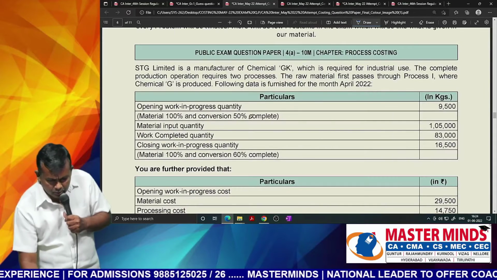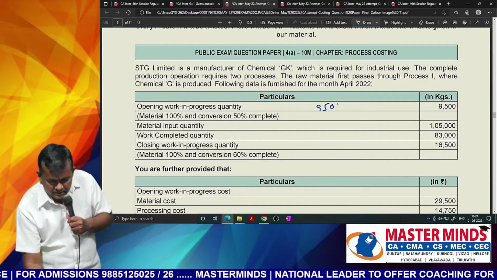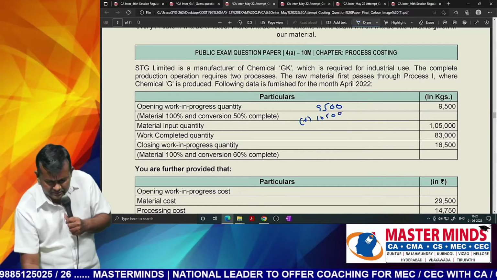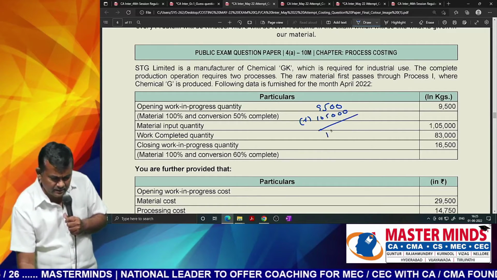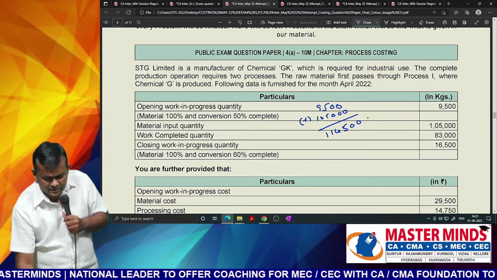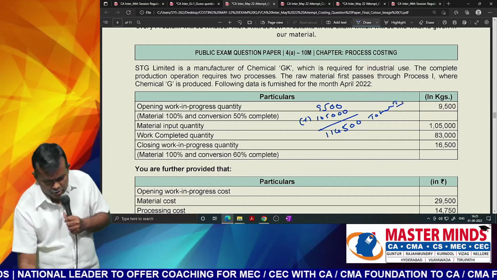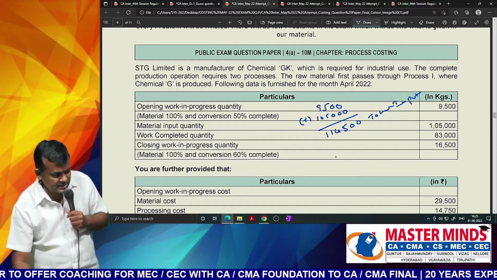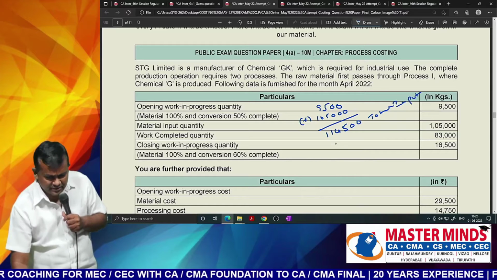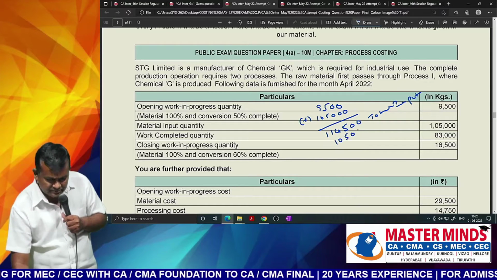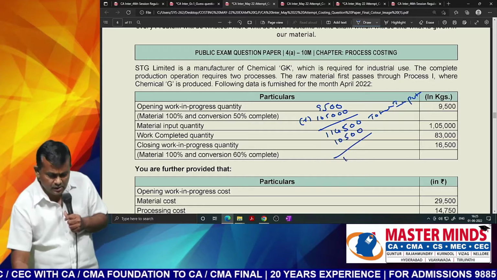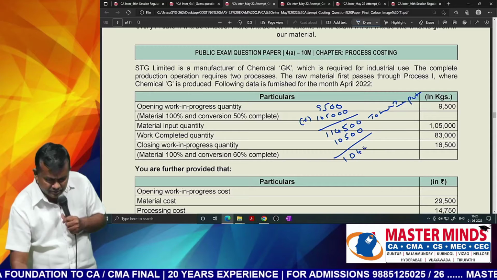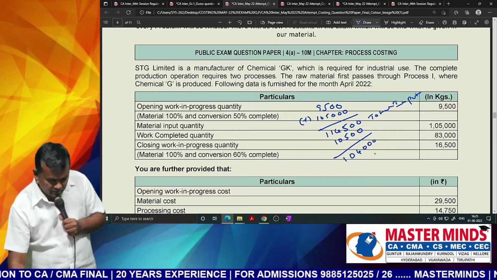Opening work in progress 9,000 plus current input 1,05,000. This is total input 1,14,000. Total input less normal loss: 10% of 1,05,000 is 10,500. So 1,04,000. Next, closing work in progress.